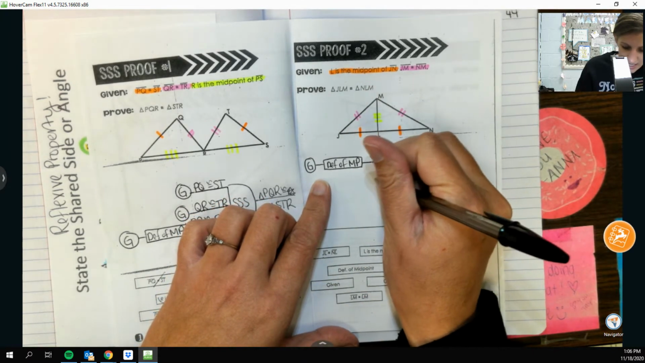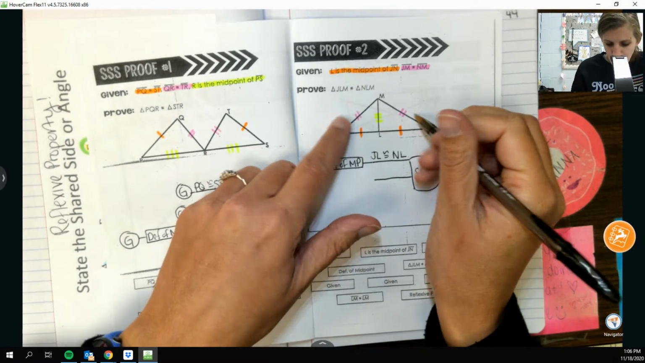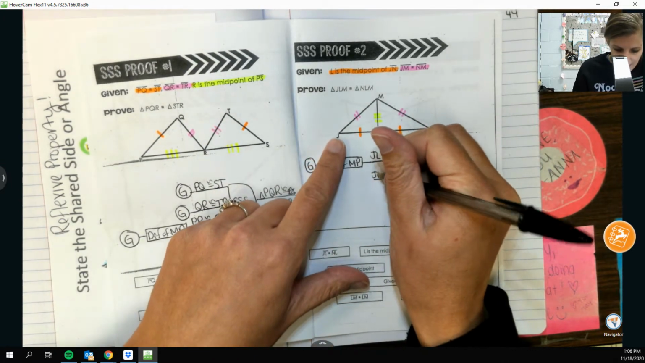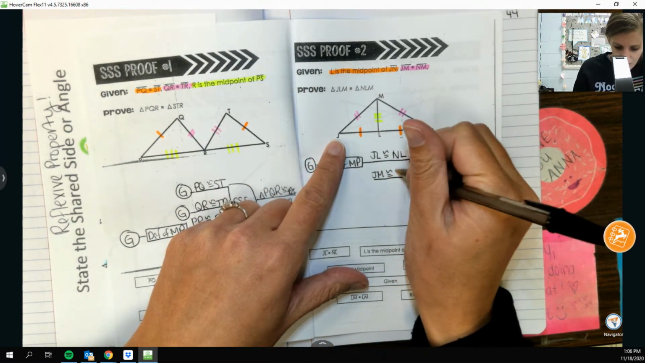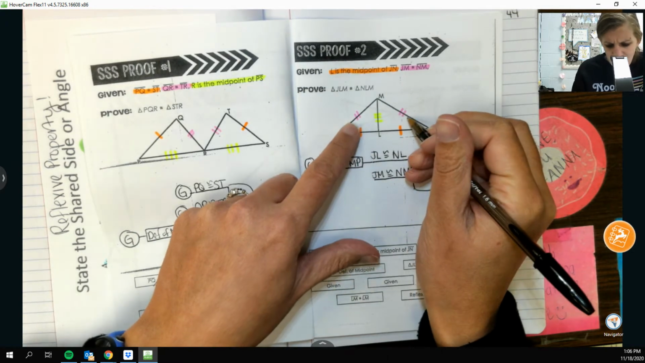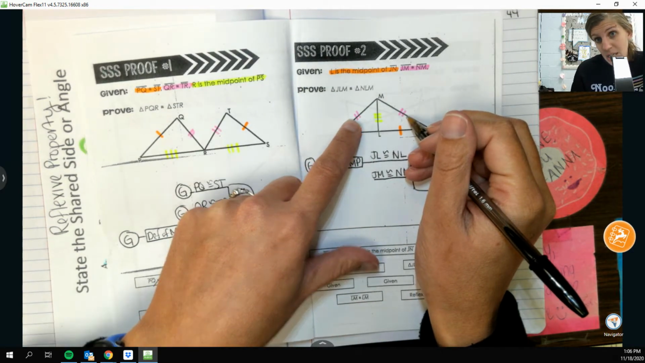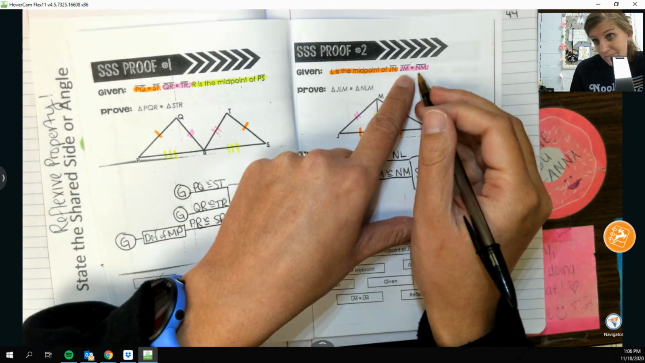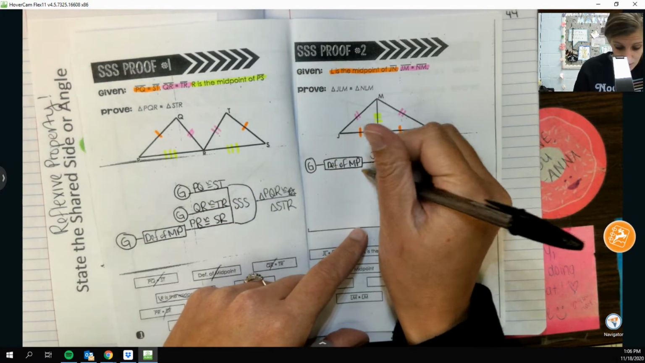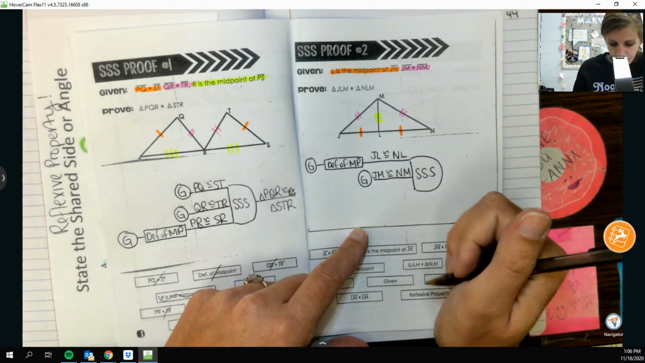I also need another side. So in my picture, I marked the pink sides next. So JM is congruent to NM. And I was able to put those pink tick marks on there because they told me those sides were congruent. They just are. It was given to me.